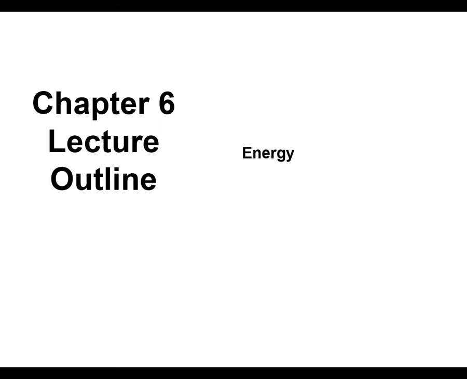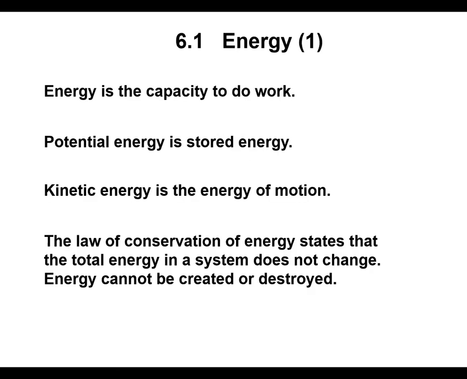Okay, so off to chapter 6. We're going to talk about energy in this chapter. We're also going to talk about some equilibrium, a little bit about Le Chatelier's principle, but let's start with energy. Energy is the capacity to do work. There are different types of energy that we come across. There's potential energy, which is sometimes referred to as stored energy. There's also kinetic energy, which is the energy due to motion. Again, this is classic, and we talked about it previously.